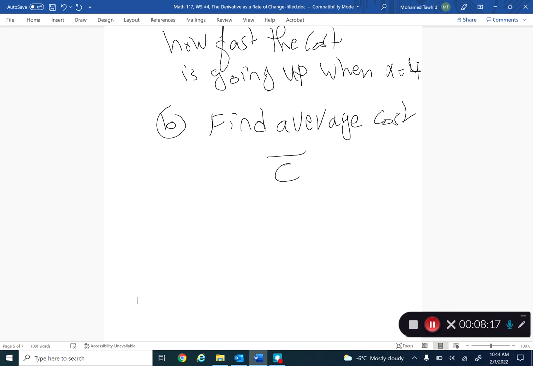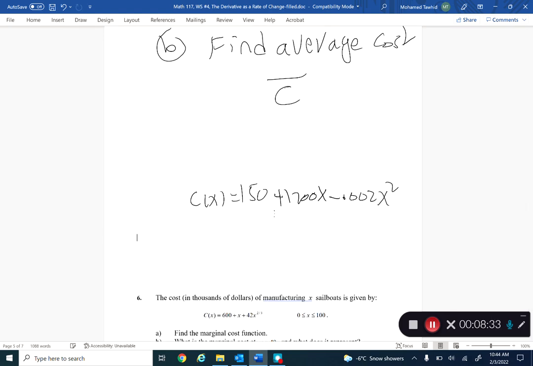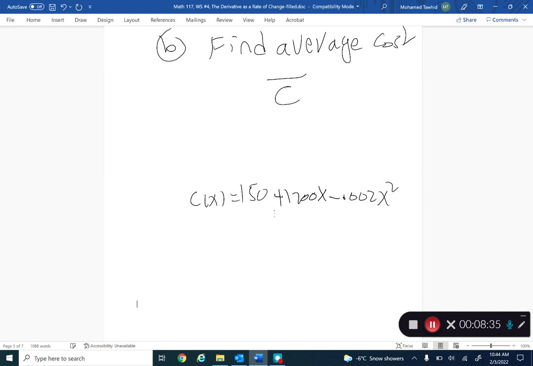Here it will be very easy because the cost function I'm just writing is 150 plus 1200 x minus 0.002 x squared. So what is the marginal cost? C prime, just go ahead and find C prime of x. You can try with me right here. C prime of x, I need to get the marginal cost. What is the derivative of this? Who's going to tell me how to get the derivative?